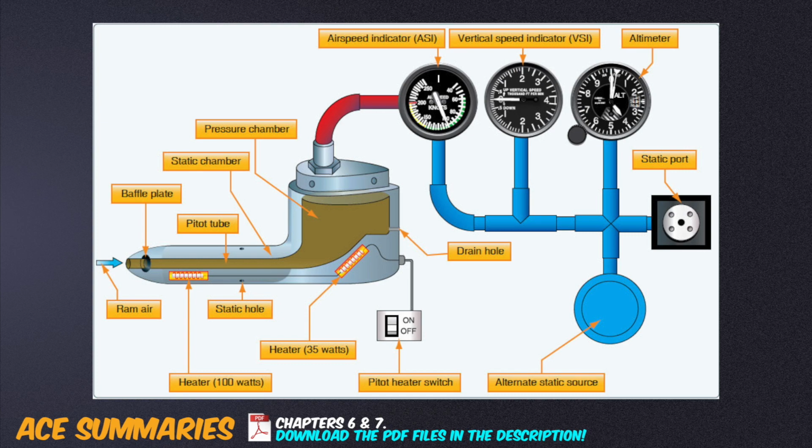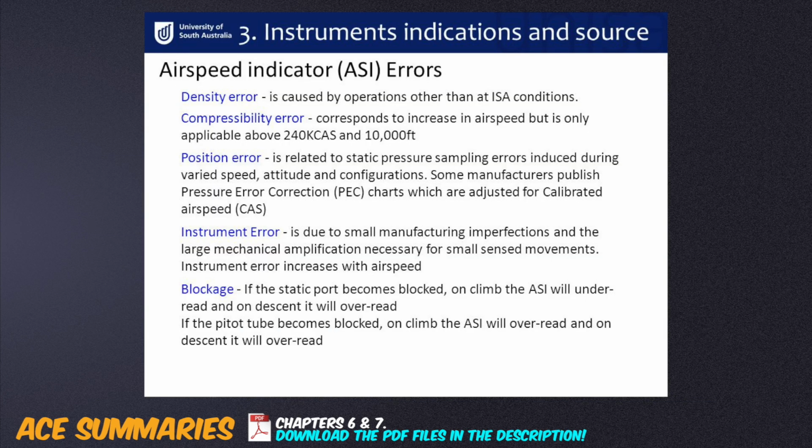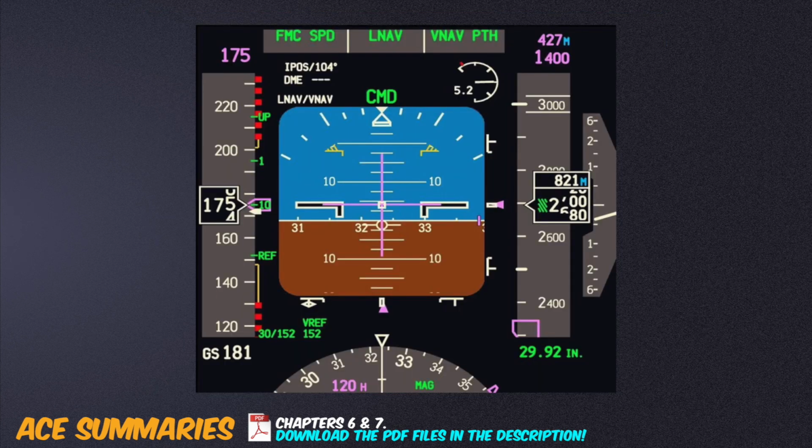The pressure flight instruments are airspeed, altimeter, VSI, and Mach meter. The airspeed indicator suffers from instrument, pressure, density, compressibility, maneuver, and blockage errors. On the speed tape, the VMO or MMO is shown as a red and black striped portion.